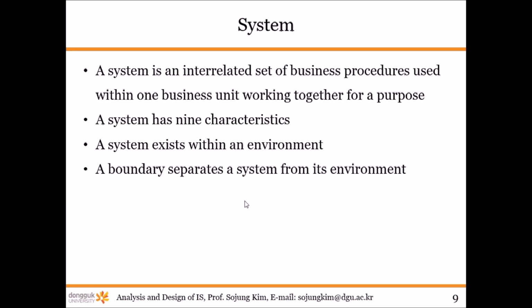All right, let's look at the system again. Our system is what? An interrelated set of business procedures. Now you understand, right? Because a system includes multiple components, and those are tightly related to each other. So that's why you can describe the system as an interrelated set of business procedures, used within one business unit, working together for a purpose. What kind of purpose do we have? Yes, for business success, right? To make money, right? And a system has 9 characteristics, which I will discuss later.